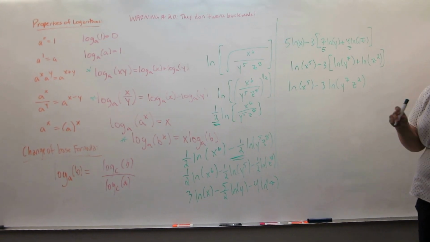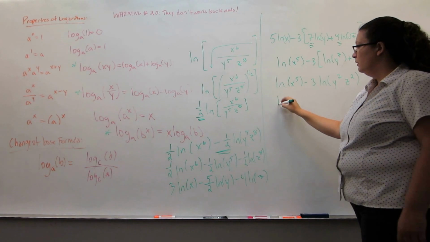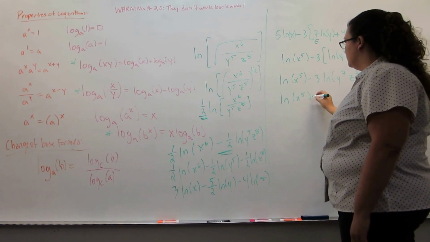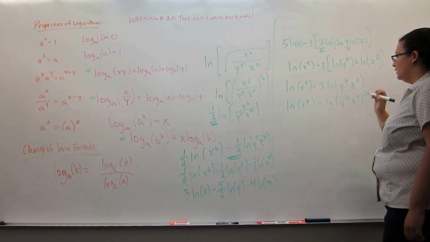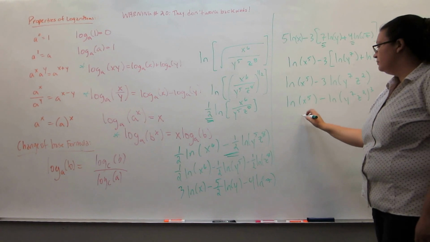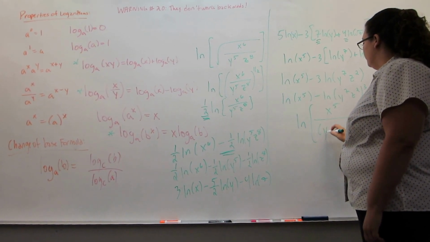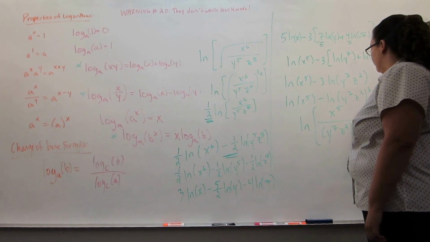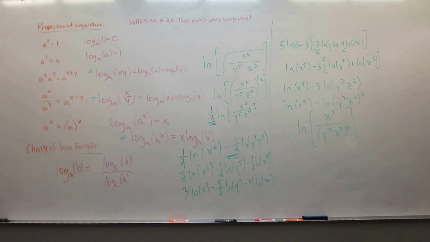Okay, now before I can deal with the subtraction, I need to get rid of this 3. So it comes up as an exponent. Okay, and now that there's nothing in front of either of the logarithms, I can combine this into a single division. And I get this written as a single logarithm.